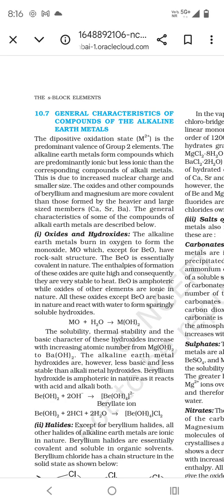General characteristics of the compounds of the alkaline earth metals. Oxides and hydroxides. The alkaline earth metals burn in oxygen to form the monoxides, which, except for BeO, have a rock salt structure. The BeO is essentially covalent in nature. The enthalpies of formation of these oxides are quite high, and consequently they are very stable to heat.